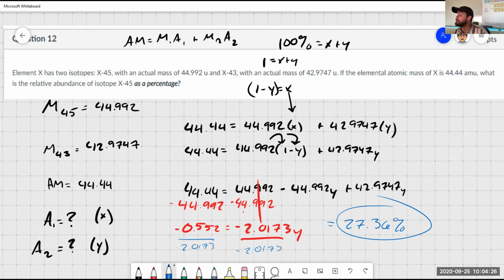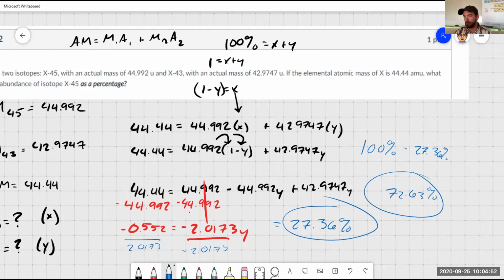So what we need to do now is subtract that answer, 27.36%, from 100%. When I take 100 or 1 minus that, I get the answer 72.63%. That is the value for X, which we know to be A1. We know A1 to be isotope 45. So whenever you come over here and plug that into your answer, you get 72.63.